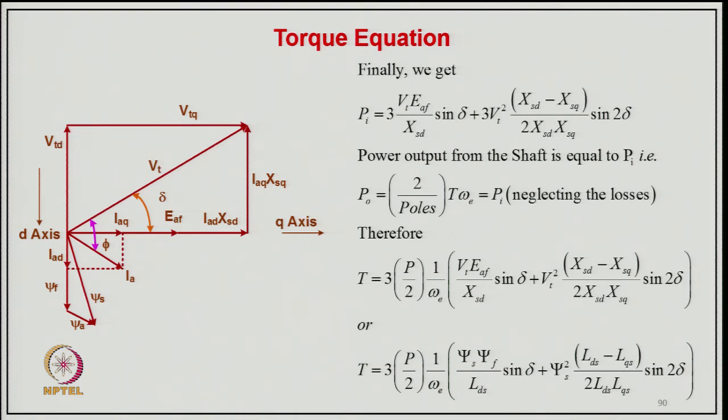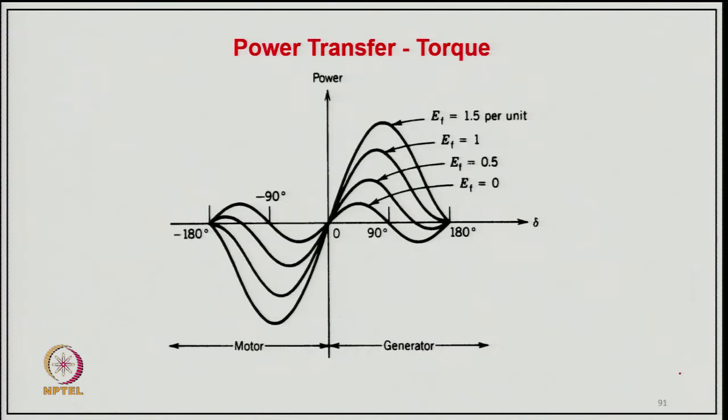neglecting the losses, so it becomes T equal to 3 by P into 1 upon omega into [V_t E_f upon X_d into sin delta plus V_t square (X_d minus X_q) upon 2 X_d X_q into sin 2 delta], or T equal to 3 by 2 into 1 upon [I phi_s phi_f into L_d s sin delta plus phi_s square (L_d minus L_q) upon 2 L_d L_q into sin 2 delta].